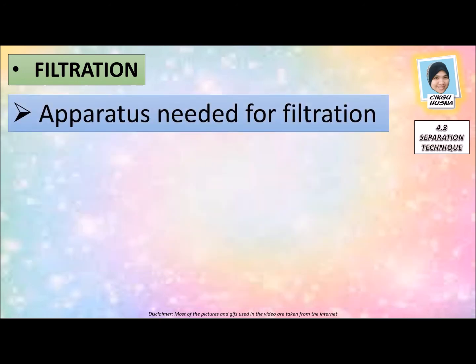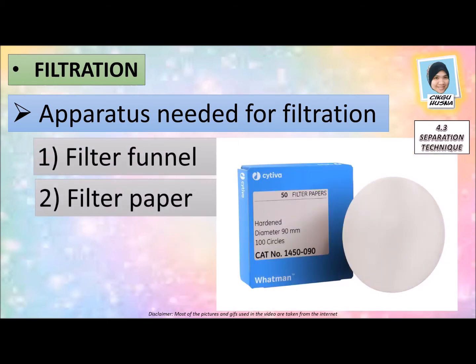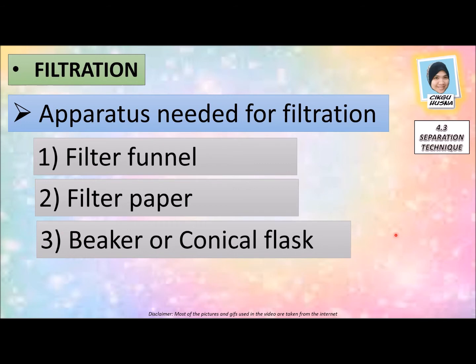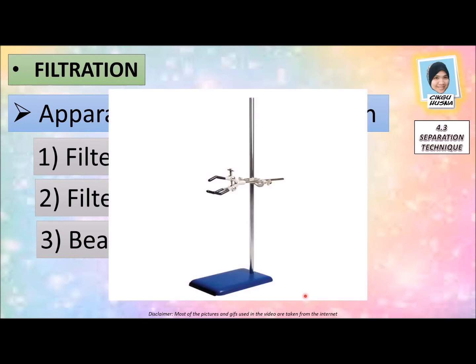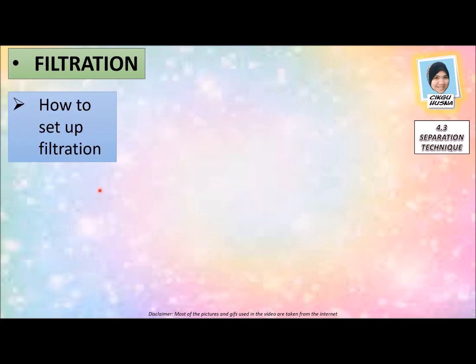The apparatus needed for filtration is filter funnel, filter paper. The next apparatus needed is either beaker or conical flask. And the last one is retort stand. Retort stand is optional.